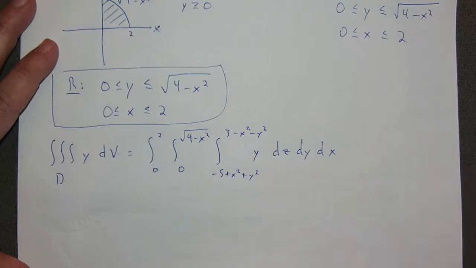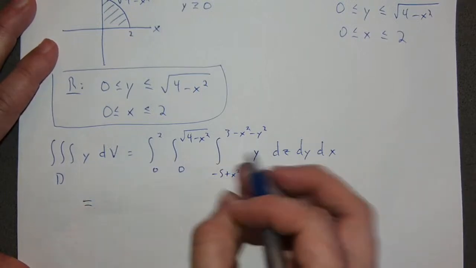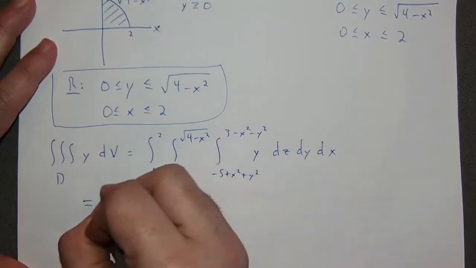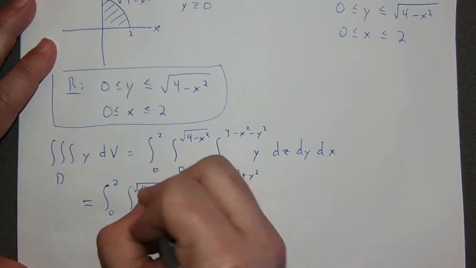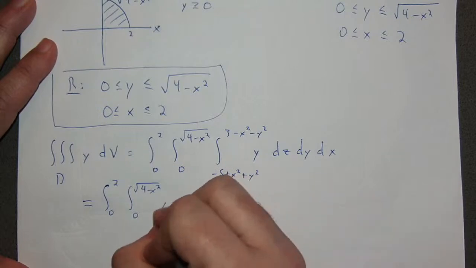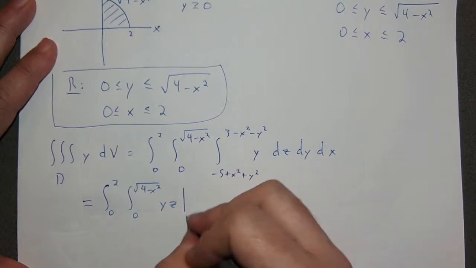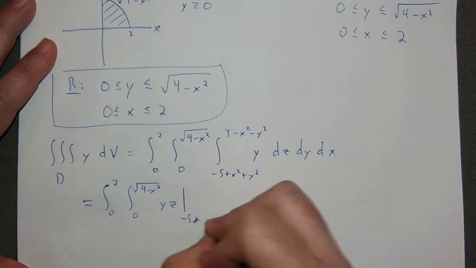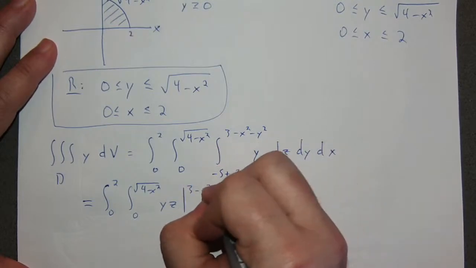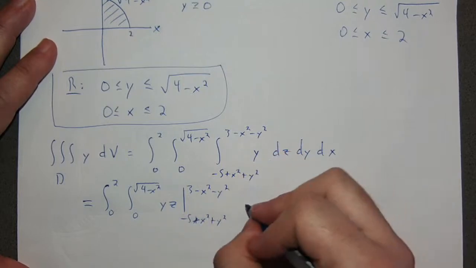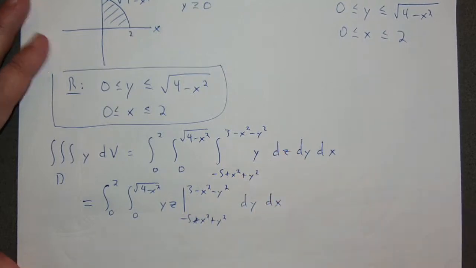So I do my inner z integral first. There is no z here, so this is simple. I have the integral from 0 to 2, the integral from 0 to root 4 minus x squared of yz evaluated from minus 5 plus x squared plus y squared to 3 minus x squared minus y squared dy dx.